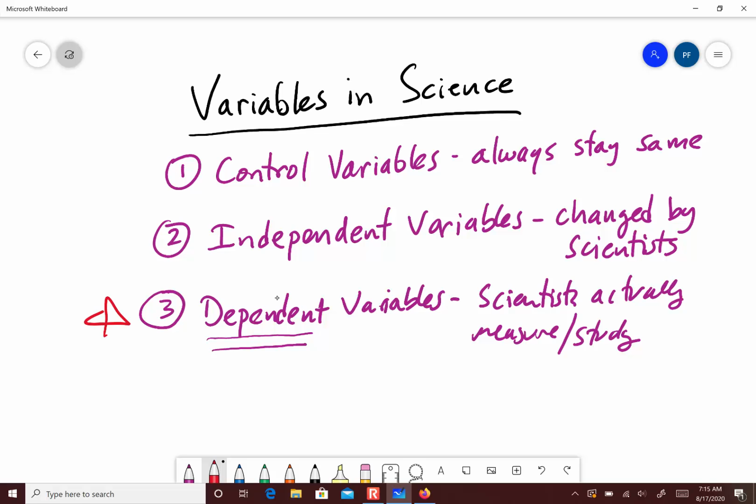Right, so this is kind of what we're really trying to get to in our scientific research, is the dependent variables. How are they changing and why are they changing? Okay, the other stuff we're either keeping constant or the scientist is actually making the change. So when the dependent variables change, that's what we're really interested in. Right, so those are variables that we have in science.